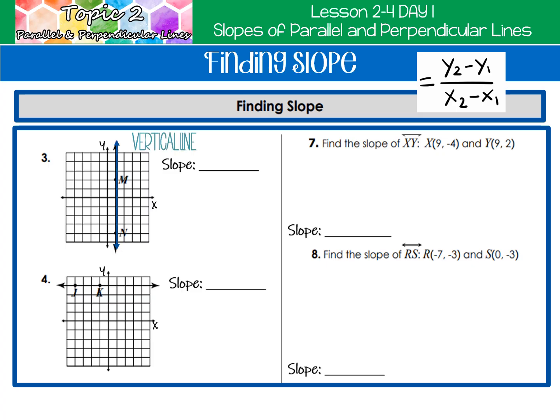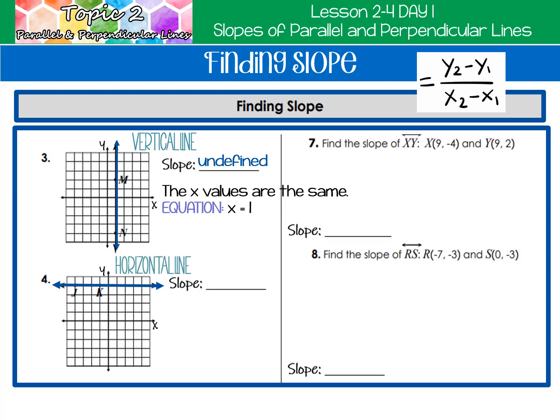Here's another one. That's a vertical line. That slope is undefined. The x values are always the same. The equation for that particular line is x equals 1 because every single point on that line has an x value of 1. This is a horizontal line. It has a slope of 0, and all the y values are the same. The equation for that particular line is y equals 4. Every single point on that line has a y value of 4.